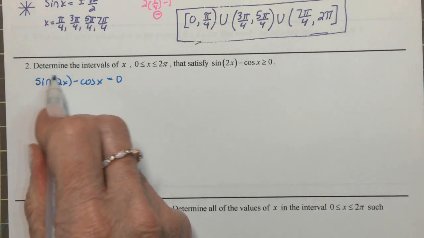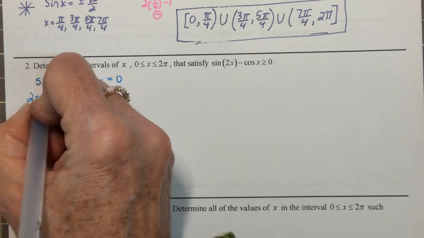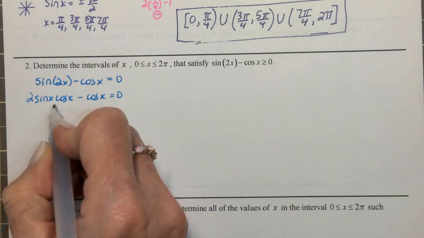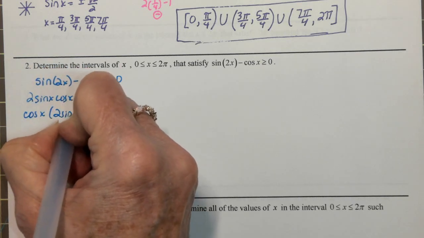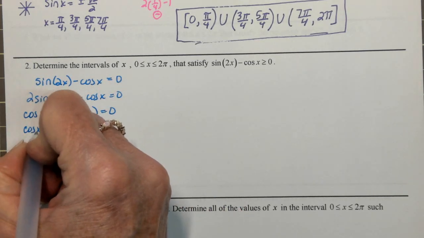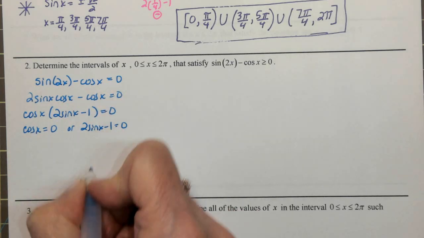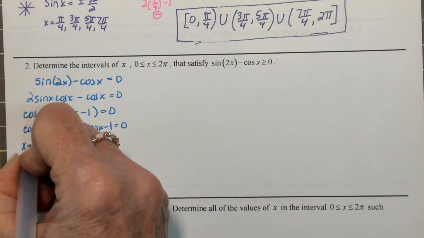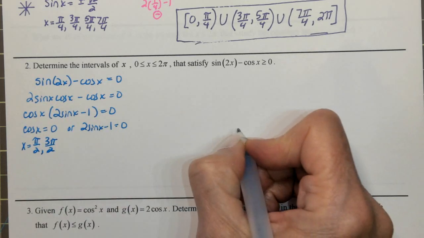Okay, I'm going to use my trig identity. Sine of 2x is 2 sine x cosine x. And now I'm going to factor out a cosine x. This gives us that either cosine x is 0 or 2 sine x minus 1 is 0. Well, cosine is 0 between 0 and 2 pi at the pi over 2's, right? So pi over 2 and 3 pi over 2.